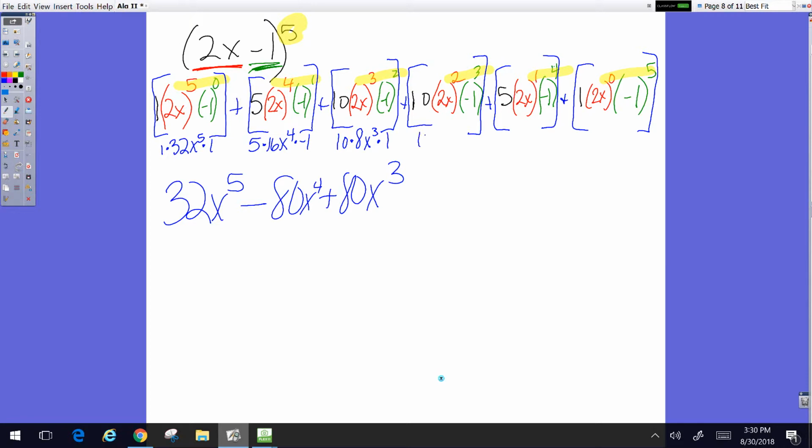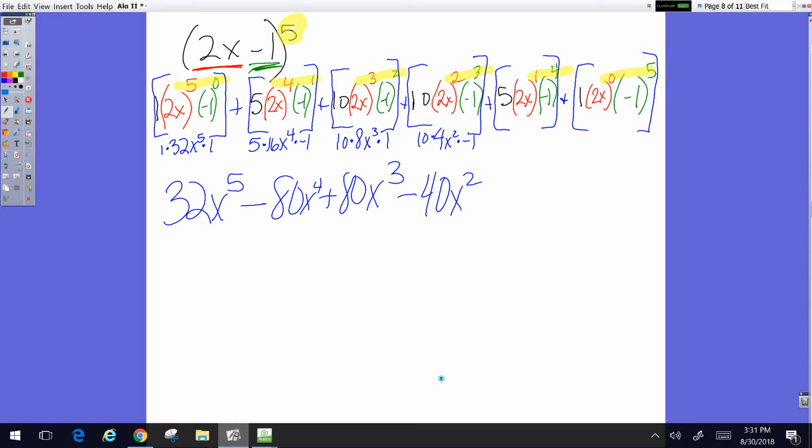We have 10 times, what is 2 squared? 4. And negative 1 to the 3rd is negative 1. So we have 10 times 4 times negative 1, which is negative 40x squared. So you always leave the exponent or the power on there with it. You don't have to. Okay.